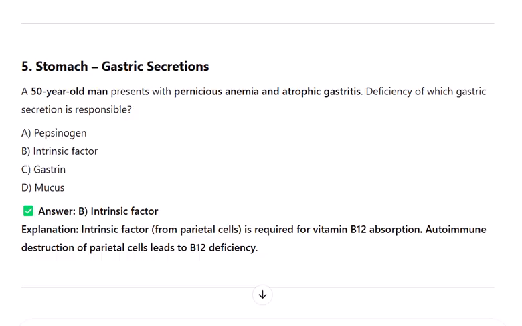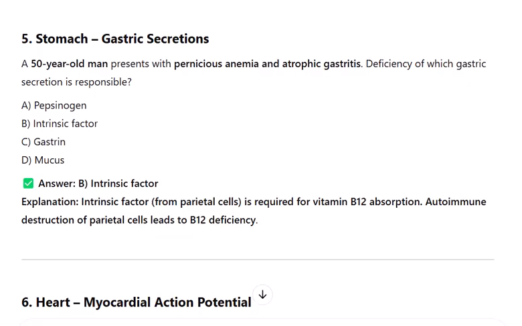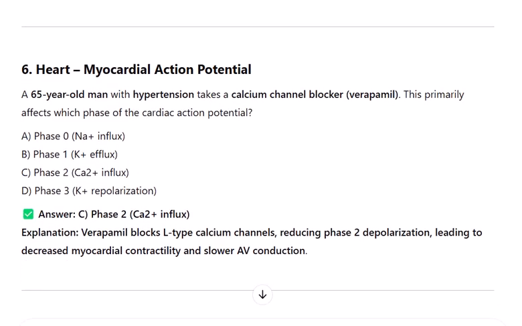6. Heart, myocardial action potential. A 65-year-old man with hypertension takes a calcium channel blocker, verapamil. This primarily affects which phase of the cardiac action potential? A. Phase 0, Na+ influx. B. Phase 1, K+ efflux. C. Phase 2, Ca2+ influx. D. Phase 3, K+ repolarization. Answer: C. Phase 2, Ca2+ influx. Explanation: verapamil blocks L-type calcium channels, reducing Phase 2 depolarization, leading to decreased myocardial contractility and slower AV conduction.